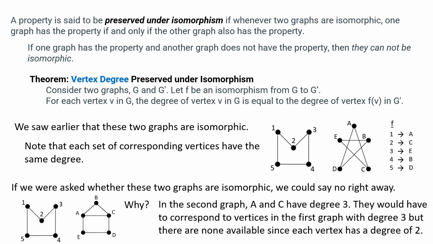So in the second graph, A and C have degree 3. They would have to correspond to vertices in the first graph with degree 3, but there are none available since each vertex has degree 2. So we could rule out any question about whether these two are isomorphic. We could say no, they're not.